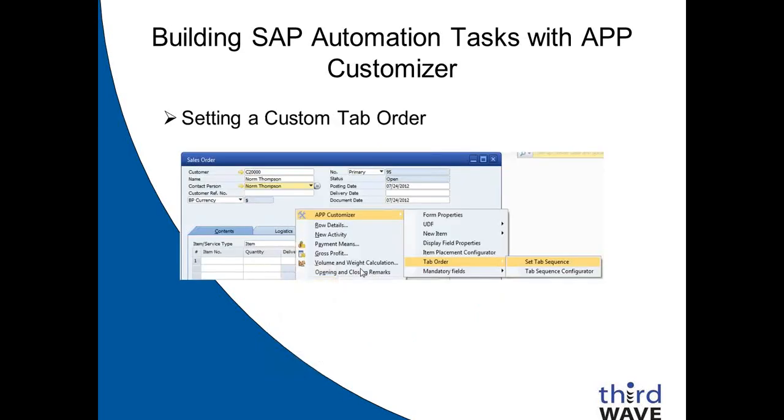it will require that you go back into here, into APP Customizer, back into tab order, and you'll see that this then changes to set tab sequence dash done. And that's the way that you stop the recording of the tab sequence.